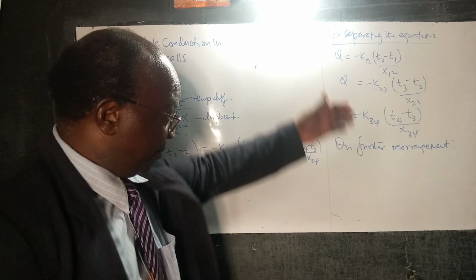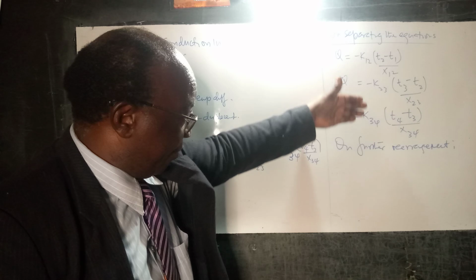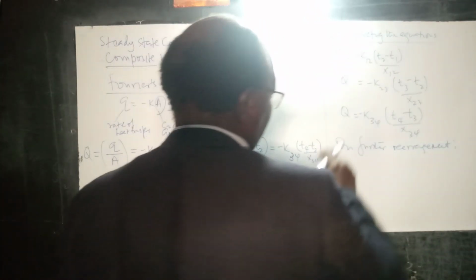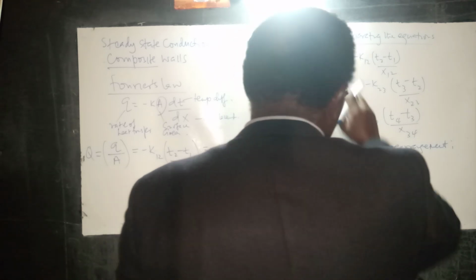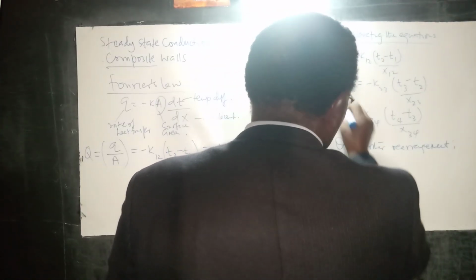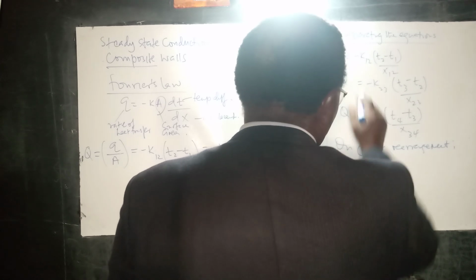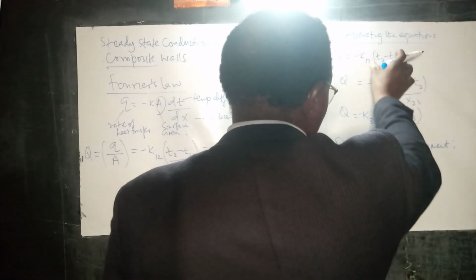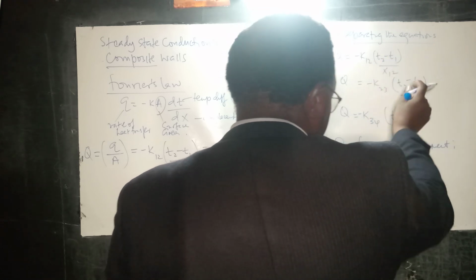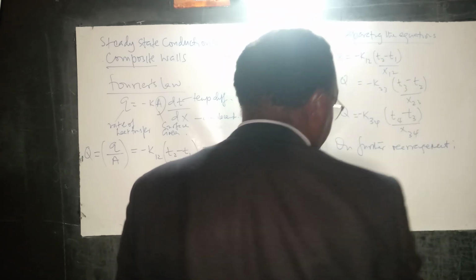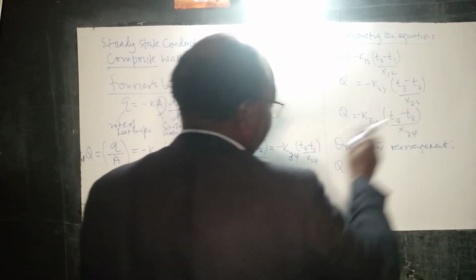We can take care of these particular quantities here, so that we can have Q. Let's take care of the negative sign by multiplying this particular bracket, so that it becomes T1 minus T2, T2 minus T3, and T3 minus T4.